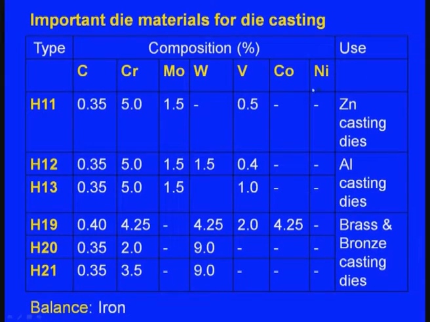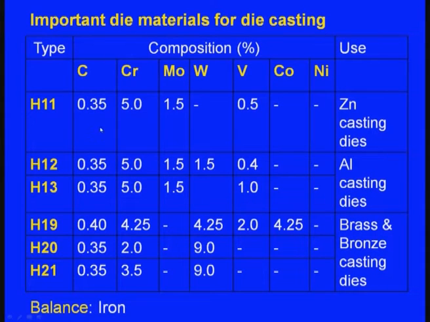So, these are the elements that are present in these steels. Carbon is present in all these steels. Besides carbon, chromium will be there, molybdenum will be there, tungsten will be there, vanadium, cobalt and nickel. In the case of the H11 steel, carbon content is 0.35, chromium content is 5%, molybdenum 1.5, no tungsten, vanadium 0.5 and balance is iron. And this steel is used for making zinc casting dies.